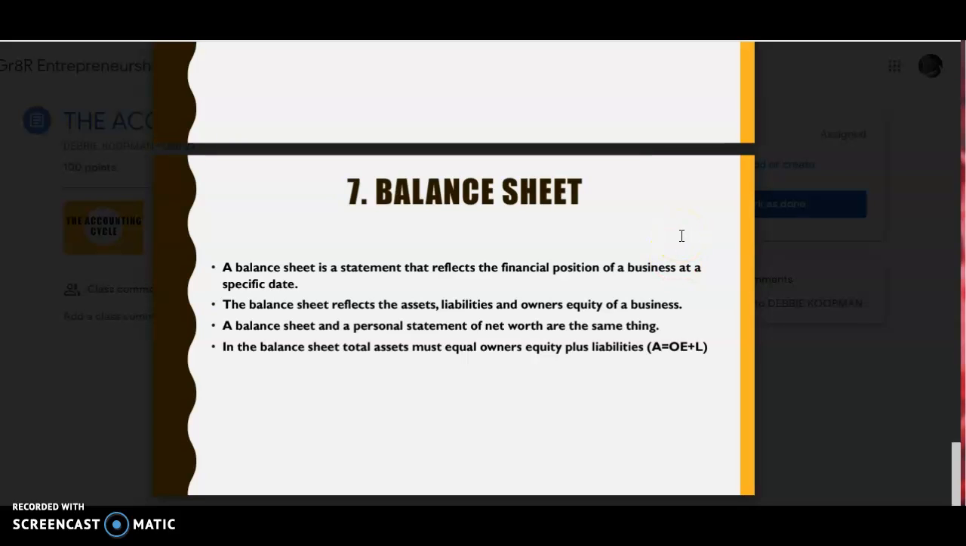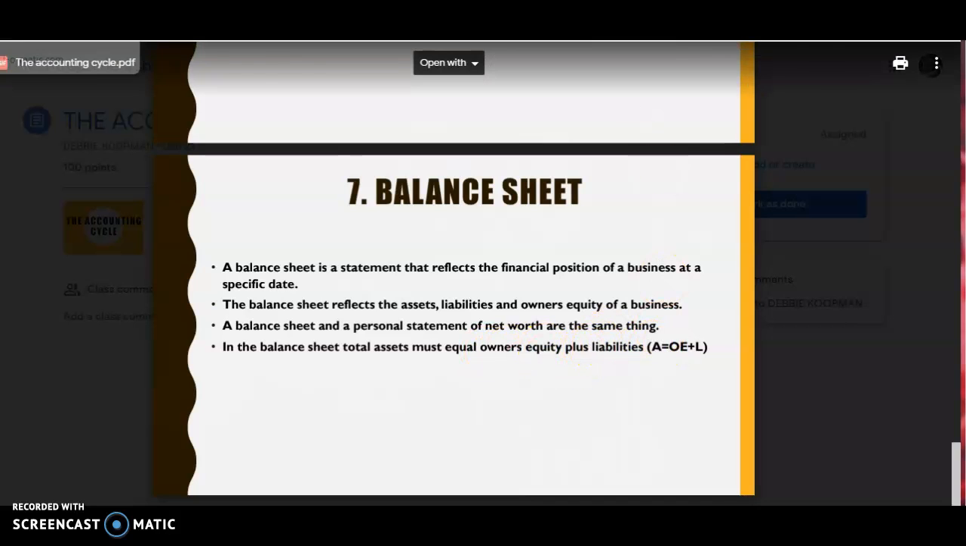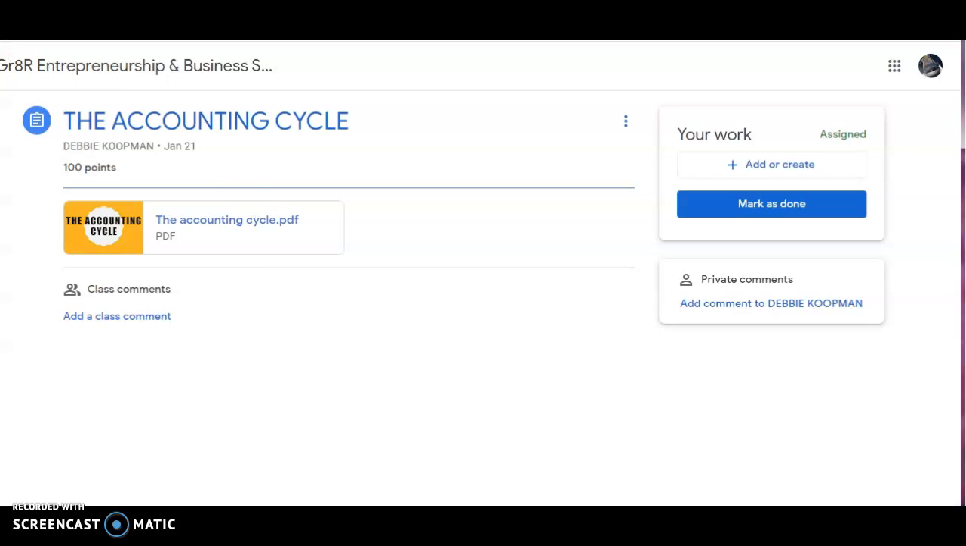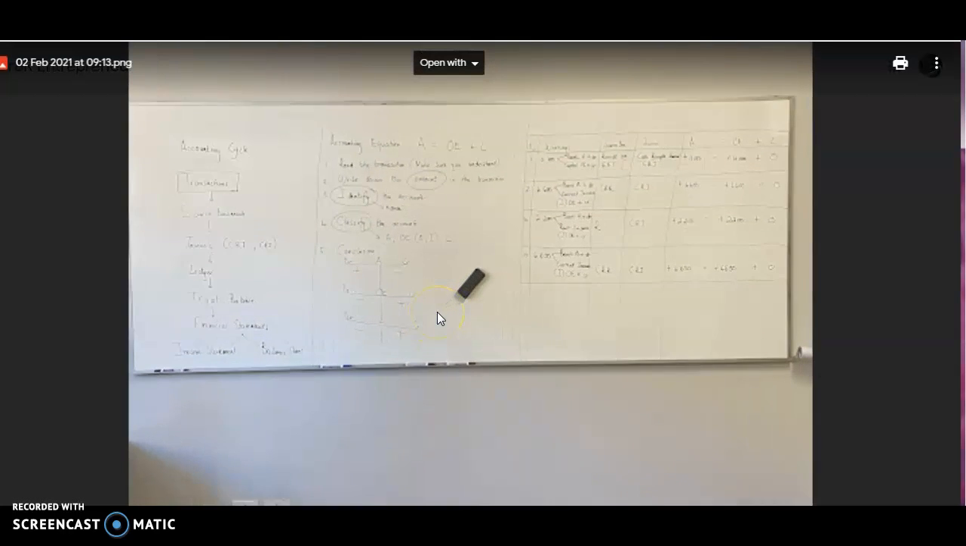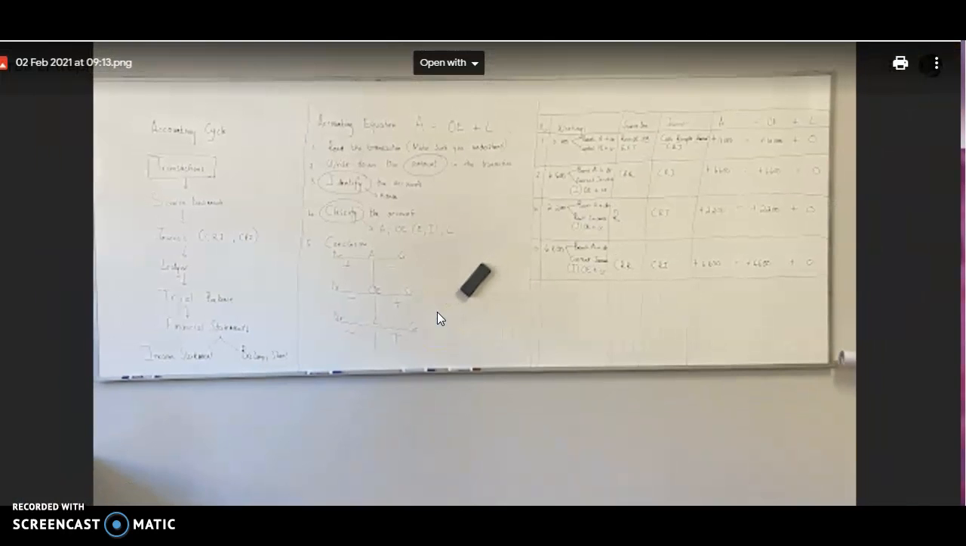Right, we're going to do the accounting equation. So like we said here on the balance sheet, total assets must equal owners' equity plus the liabilities. So if we go back on this, let's quickly see here. There is an image here that we can zoom in on. It will show us a little bit better quality in a moment.